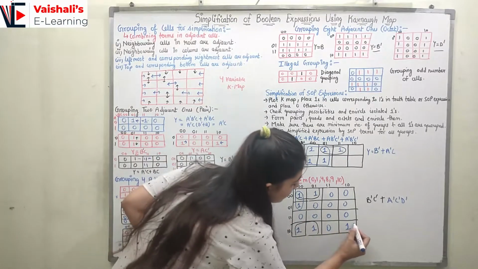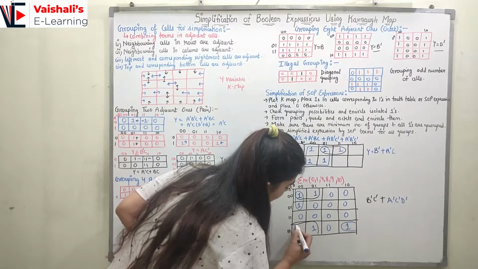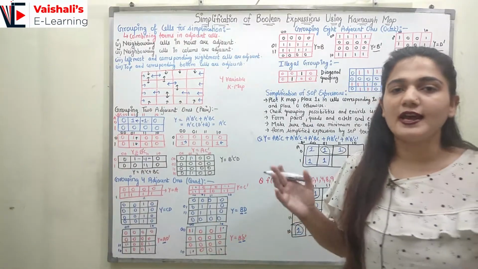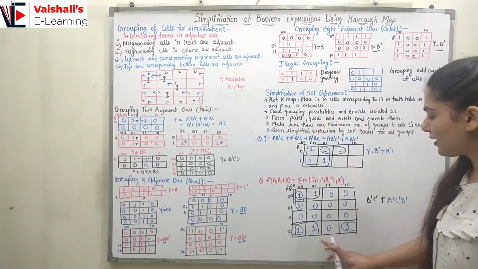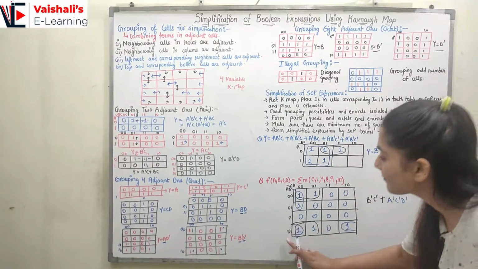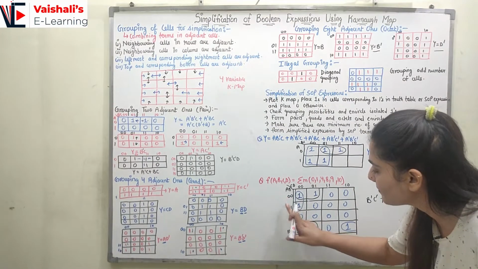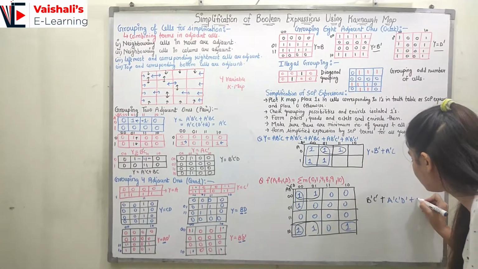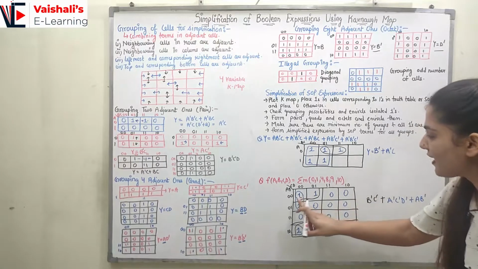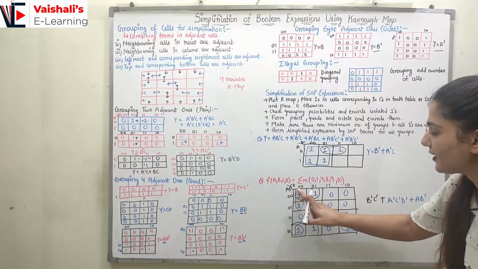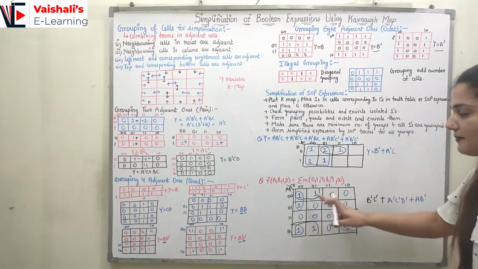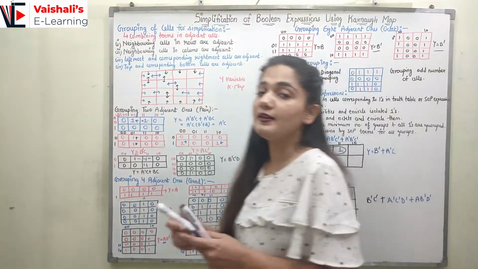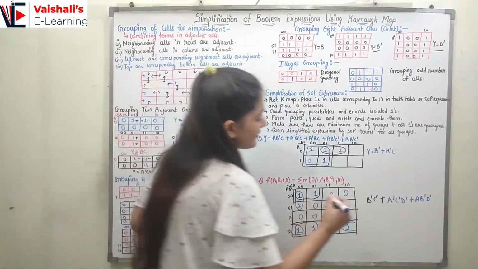After that, I can make the pair of this one with this one, right? So we have the leftmost and the rightmost cell paired. So now here if I observe A and B, it is 1 0 for both of them, so I can represent it as A B dash. If I observe C and D over here, they are 0 0 and here 1 0, so C is eliminated, D is 0, so A, B dash, D dash. So in this manner we can simplify the given expression.